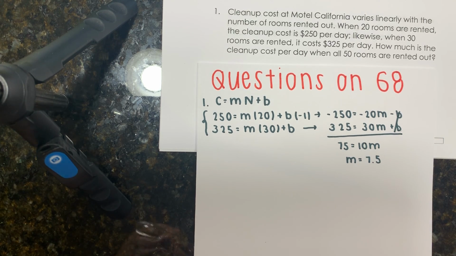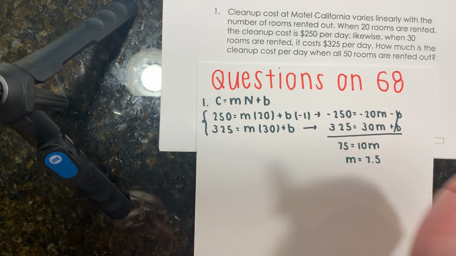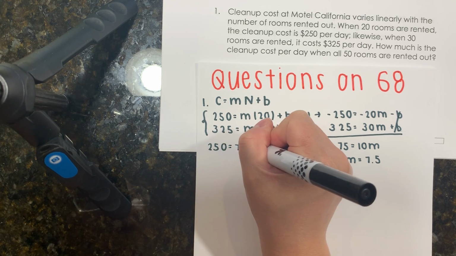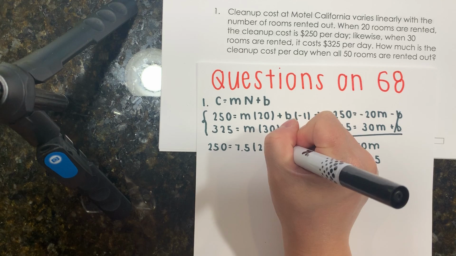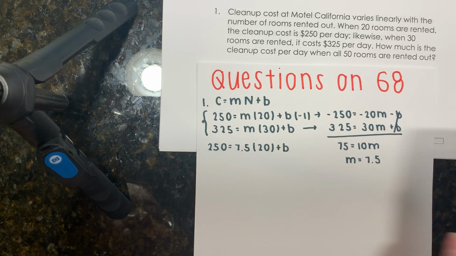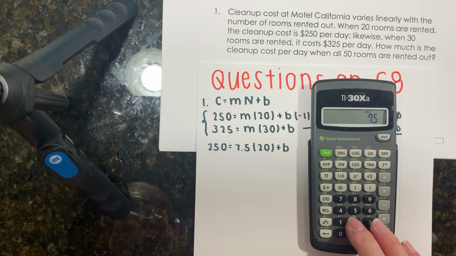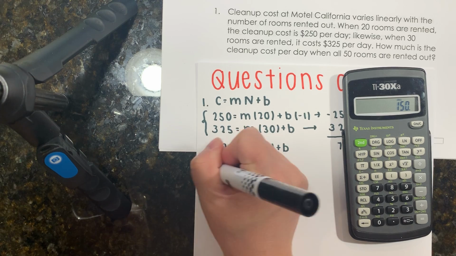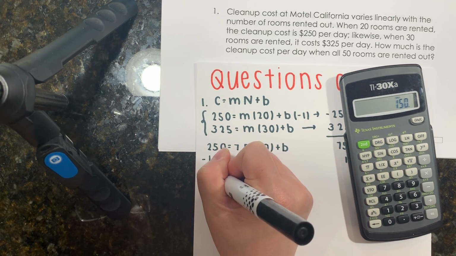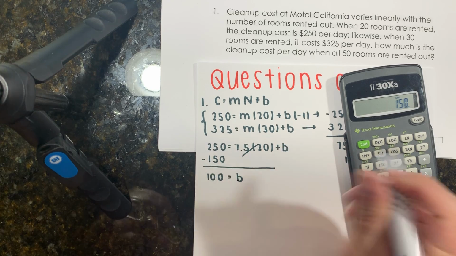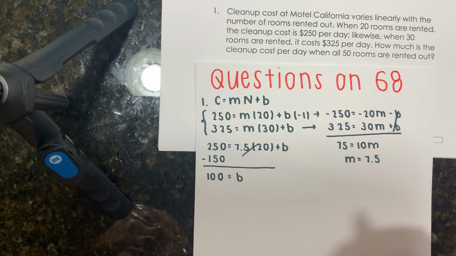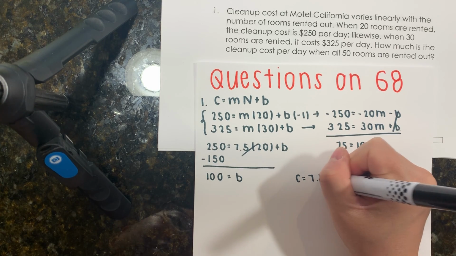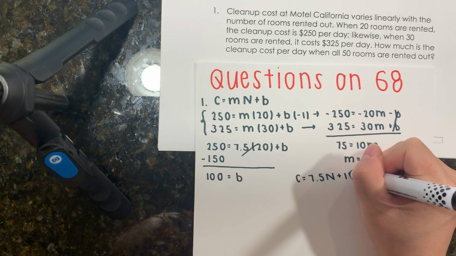Now what I need to do is solve for b, and I can do that by plugging it into the top or the bottom equation. So I get 250 equals 7.5 times 20 plus b. So 7.5 times 20 gives me 150. So I'm going to subtract that from the left side. So I get 100 is equal to b. So now my equation for cost in terms of the number of rooms is going to be c equals 7.5 times the number of rooms plus 100.